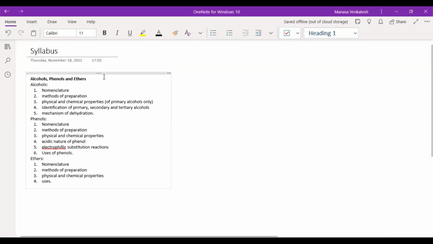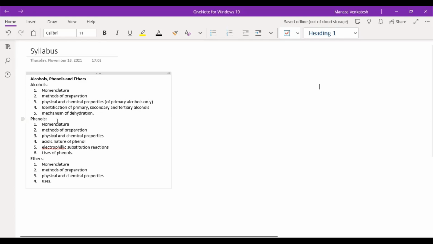Let's start with the syllabus of alcohols, phenols, and ethers. We'll be learning about alcohols: the nomenclature, methods of preparation, physical and chemical properties of primary alcohols only, identification of primary, secondary, and tertiary alcohols, as well as mechanism of dehydration.